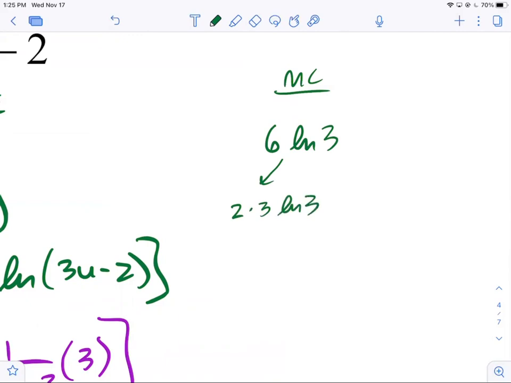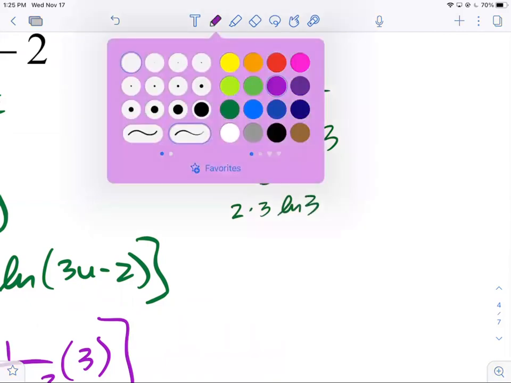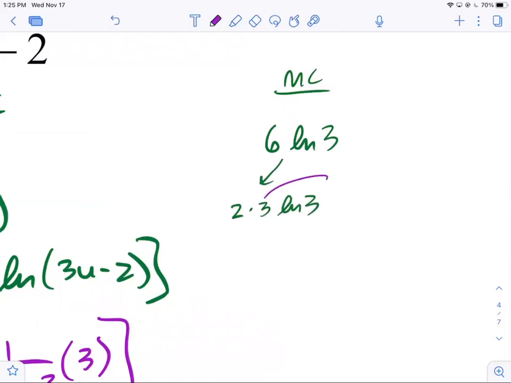That's easy. And now using that property, I could bring any one of those up. If I want to bring the 3 up, leave the 2 down there. That becomes 2 times the natural log of 3 cubed. 3 to the third is 3 times 3 times 3, which is 27. So 6 natural log of 3 is the same as 2 natural log of 27.